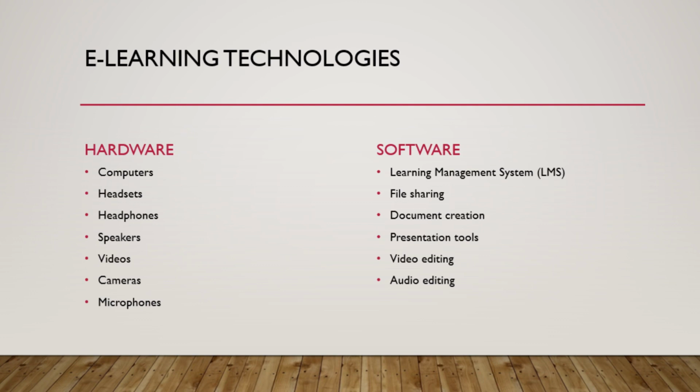In this slide, I'll be explaining the hardware and software tools. Hardware consists of computers, headsets, headphones, speakers, cameras, and other tools that can be seen and touched. Software tools consist of different applications and software that can be used to ease the learning process for trainees. Software tools include file sharing, document creation, learning management system, which is a software application for automation and delivery of educational programs, video editing and audio editing, and other software tools that can be used during the training process.